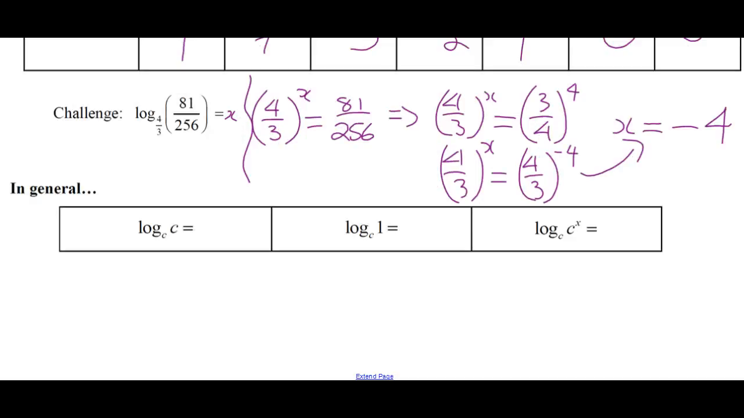In general, what's log base c of c? 1. Yeah. So if you're doing log base c of c, it's just 1, right? You're saying to yourself, c to the what equals c? 1. What's log base c of 1? Okay, anything to the 0 is equal to 1. What's log base c of c to the x? x, good. Okay, it's important, right? Again, you're asking yourself, log base c of c to the x is, what exponent do I raise c to get c to the x? Wait a sec, x, right?